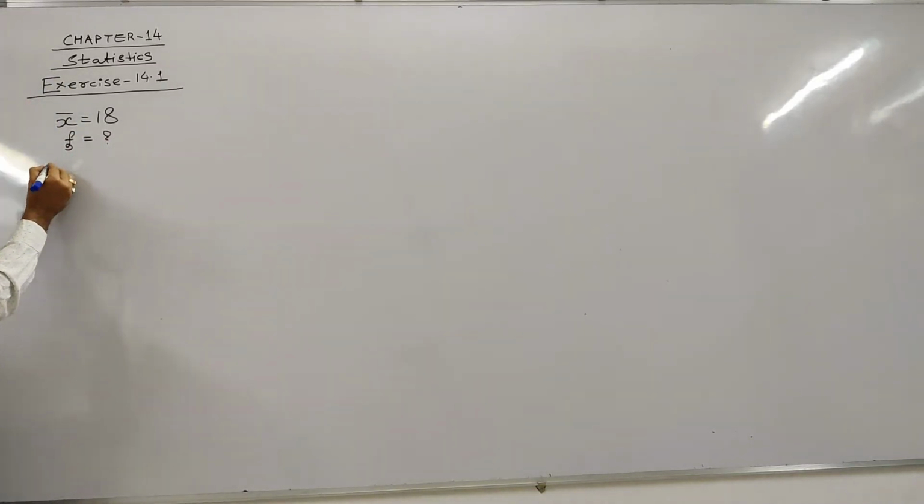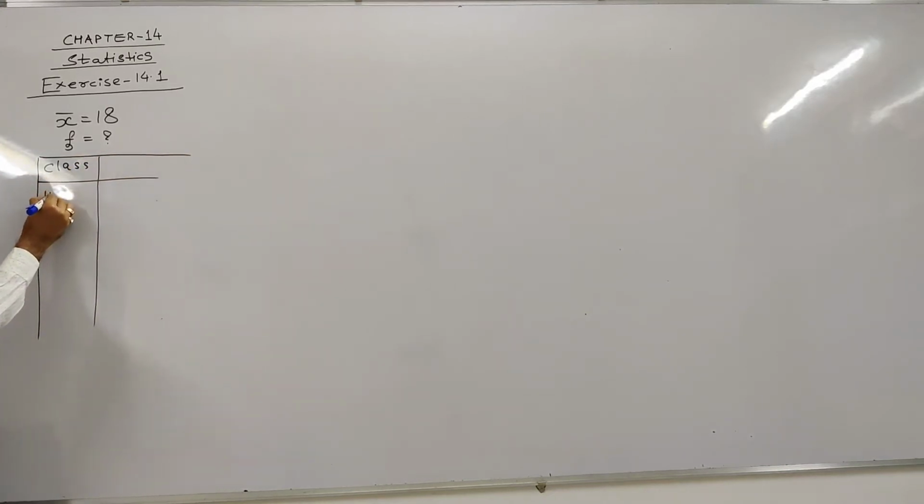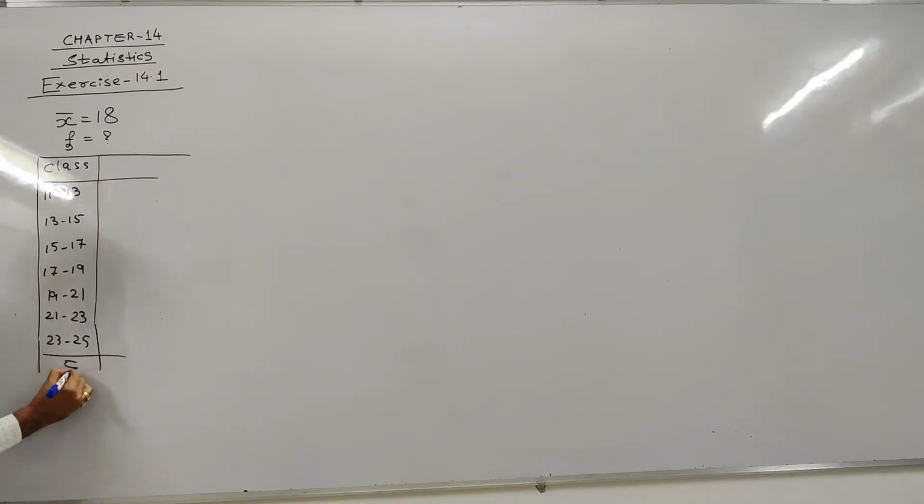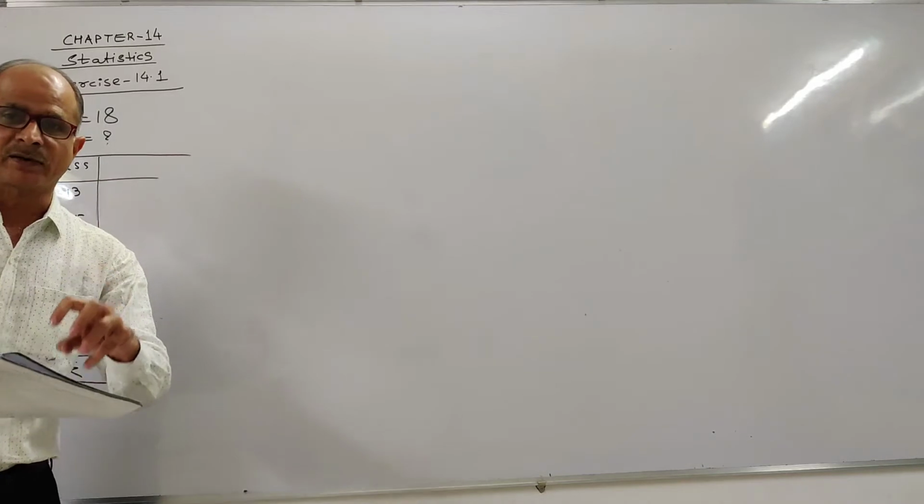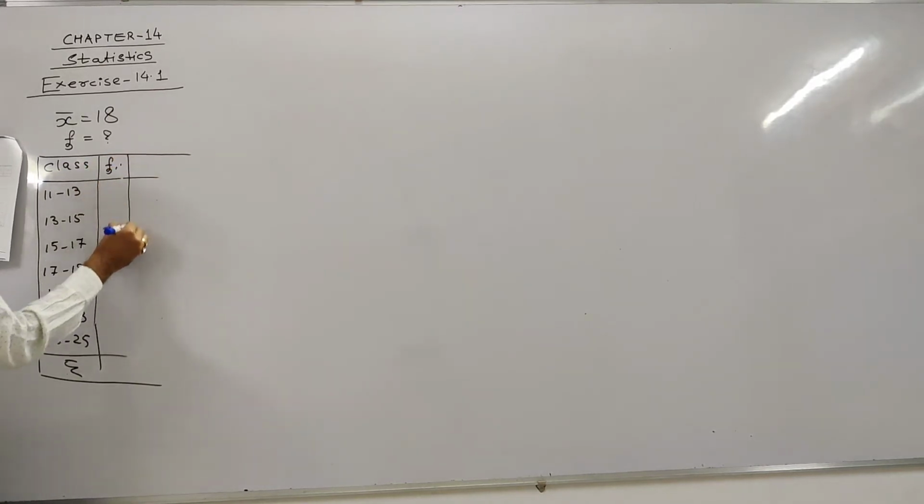Well, the table is given to you, classes. This is already given in your example. The first class, that is 11 to 13, second 13 to 15, 15 to 17, 17 to 19, 19 to 21, 21 to 23, and 23 to 25. The horizontal table is given in your textbook, but for solving the example, I write the first column, that is class, in a vertical part. Number of children, and that is fi, is given to you.